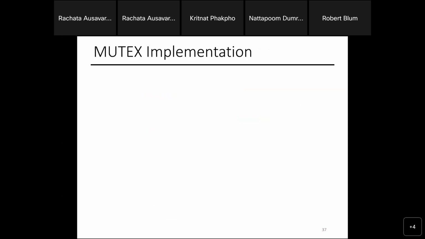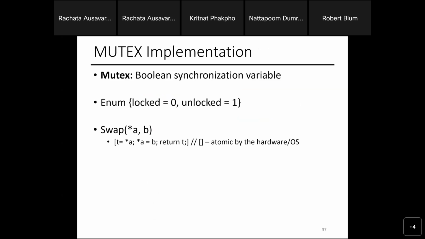Let's suffer through mutex. So a mutex is a Boolean synchronization variable. What's a Boolean? True or false, right? Basically, I define it this way. A lock has a value 0. Unlock has the value of 1. I can then define an operation swap on a reference. This is a pointer.